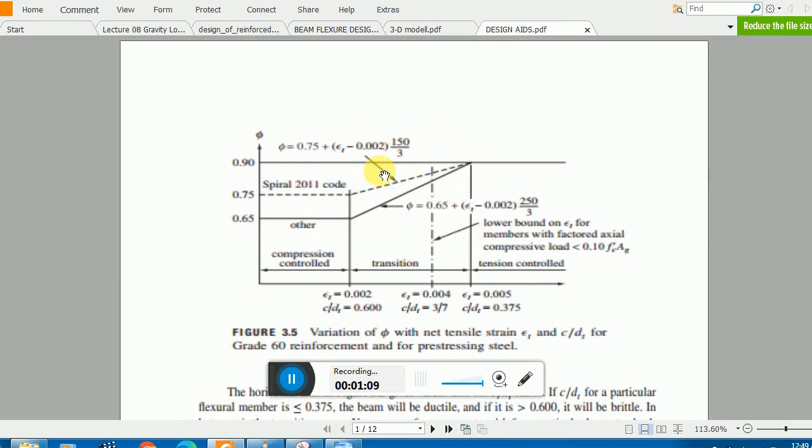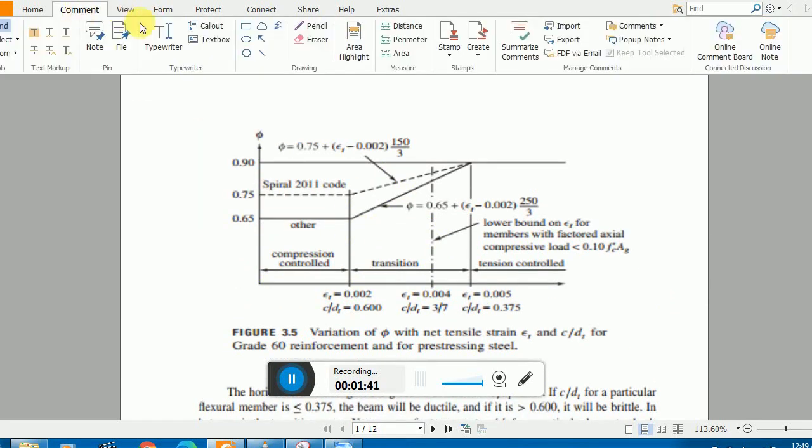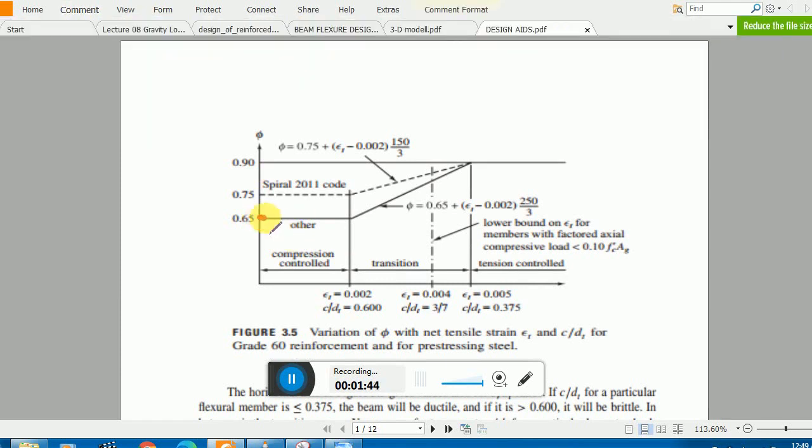Remember, most students get confused by this diagram and don't understand what it means. Before you analyze any flexure member or any compression member, you have to understand this diagram. It is the relationship between phi value and the strain value of steel, epsilon t. Remember, this diagram represents 3 stages: one linear stage, then it becomes inclined, and then again it becomes linear.